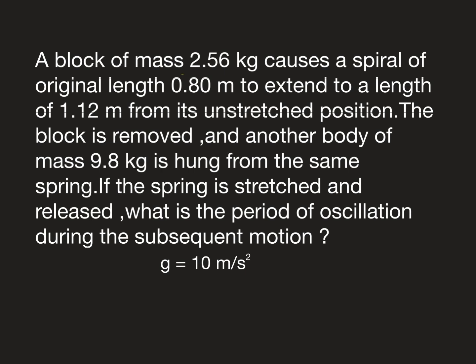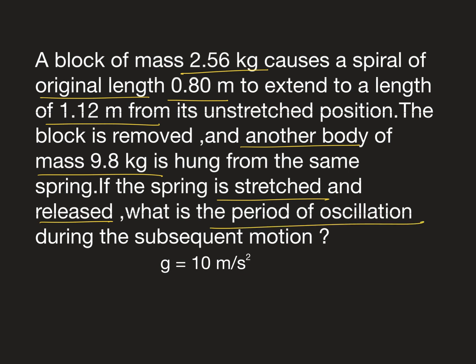All right. A block of mass 2.56 kilograms causes a spiral spring of original length 0.80 meters to extend to a length of 1.12 meters from its unstretched position. The block is removed and another body of mass 9.8 kilograms is hung from the same spring. If the spring is stretched and released, what is the period of oscillation during the subsequent motion? Take acceleration due to gravity as 10 meters per second squared.